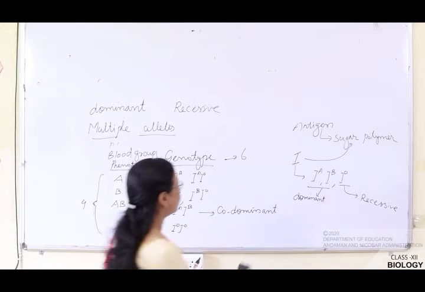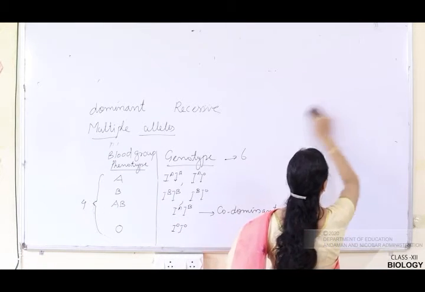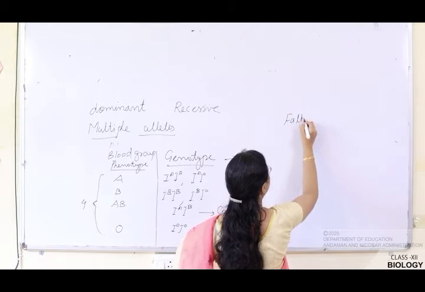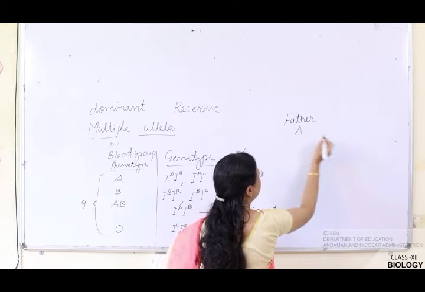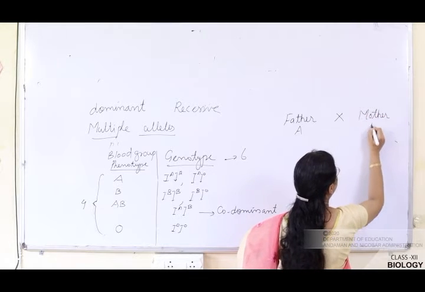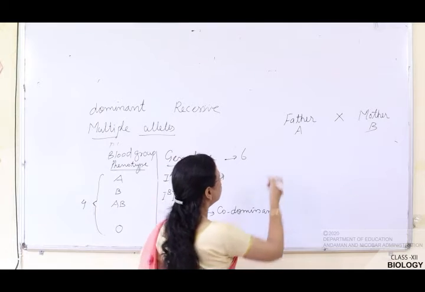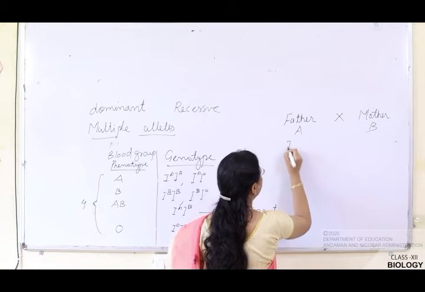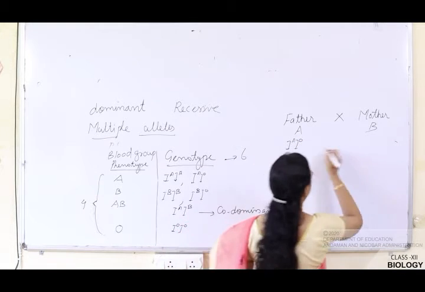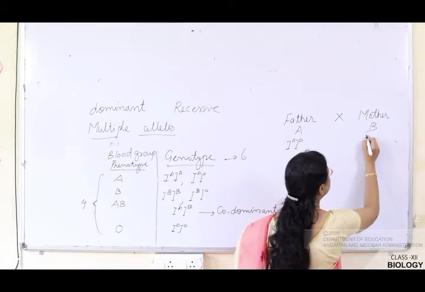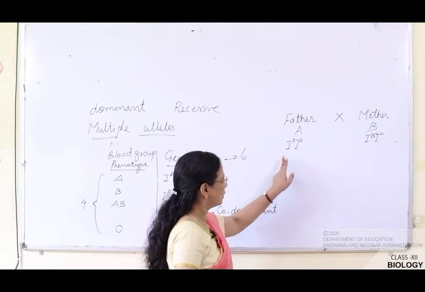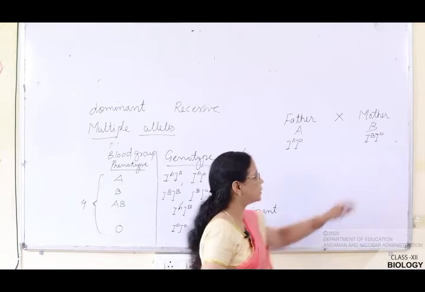Now we can see a cross. Let us see a cross. Suppose a father is having blood group A. Mother, she is having blood group B. Both the father and mother are having their alleles in heterozygous condition. This is the genotype of the father and this is the genotype of the mother. That means the alleles are in heterozygous condition.